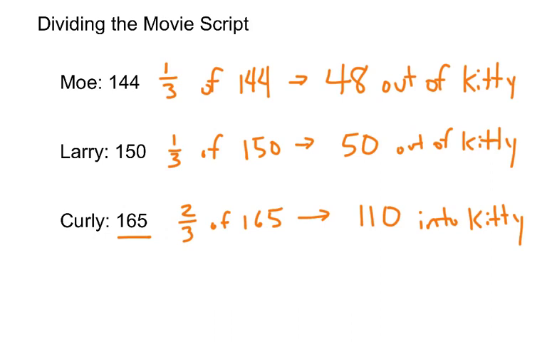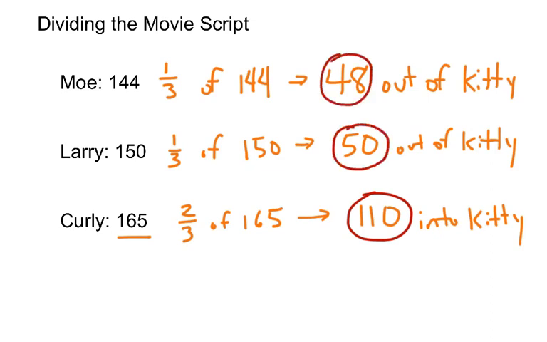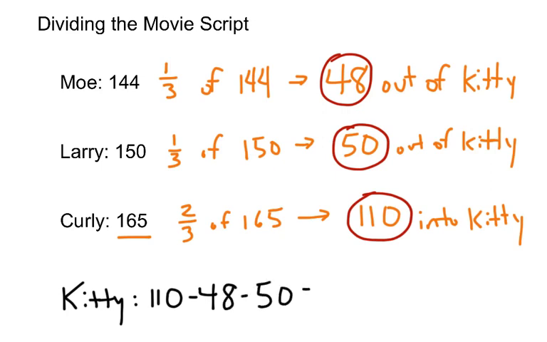So now let's take a look at that. We've got these 3 numbers over here. Curly put 110 in, Larry took 50 out, and Mo took 48 out. So let's see, our kitty down here has 110 minus the 48 that Mo took out minus the 50 that Larry took out, and so the kitty ends up with $12 in it. So Curly put in what he was supposed to put in, Mo took out his share, Larry took out his share, and there's still $12 left over.